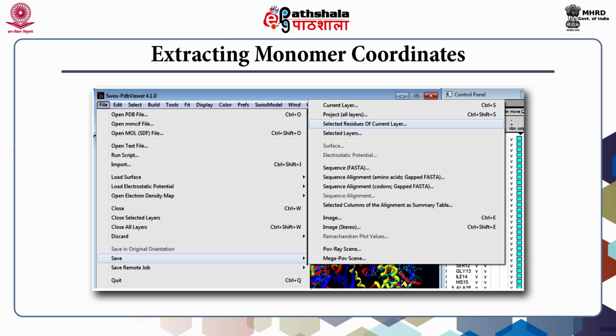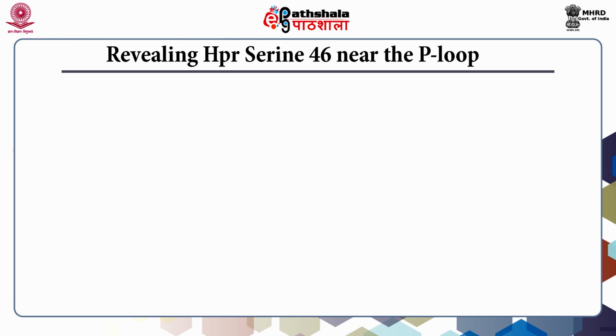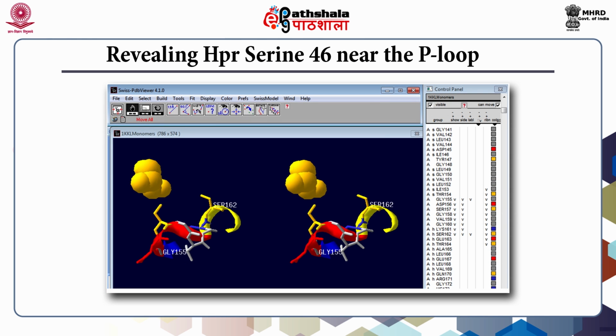Close all layers. Now open the saved file 1kklmonomers.pdb containing Hpr Kp chain A and Hpr chain H monomers. From the select menu, choose the none command.